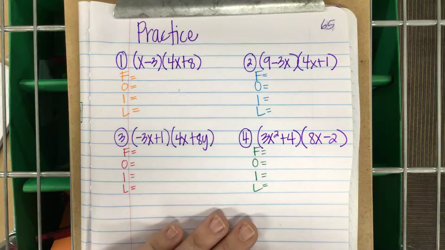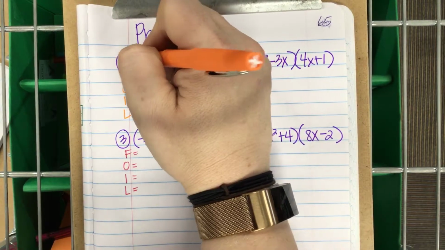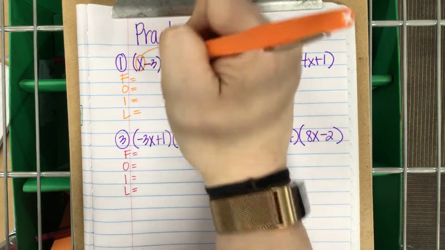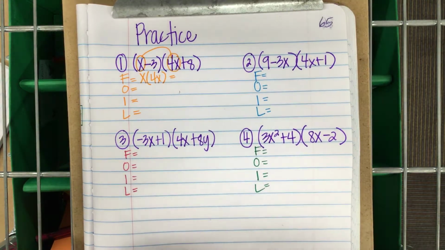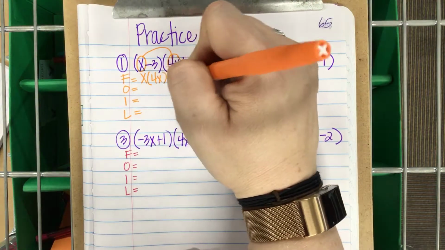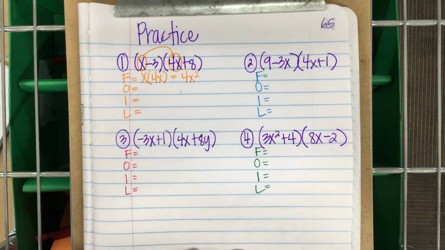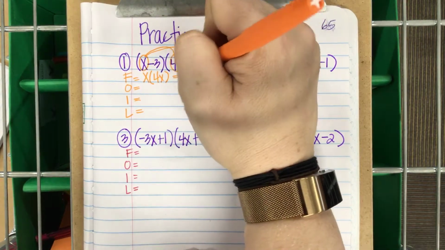So if I'm looking at number 1, you can check along with me. My first terms, x times 4x. x times 4x gives me a product of 4x squared. Outside, x times 8.